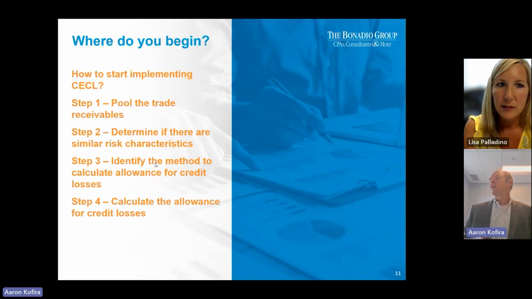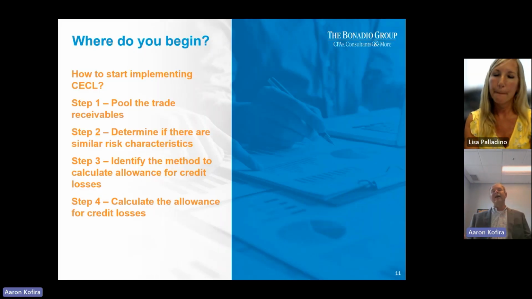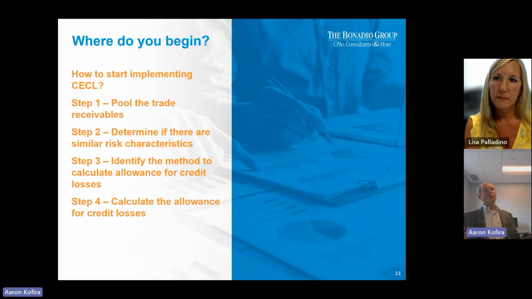So maybe we can just talk a little bit about where we begin. I think the best way to look at this is to go under the assumption that we're just talking trade receivables here. We did talk about looking at your balance sheet and saying, okay, I've only got trade receivables, and we're going to go under a very simplistic model. How do you do that? There are really four easy steps that you can follow.